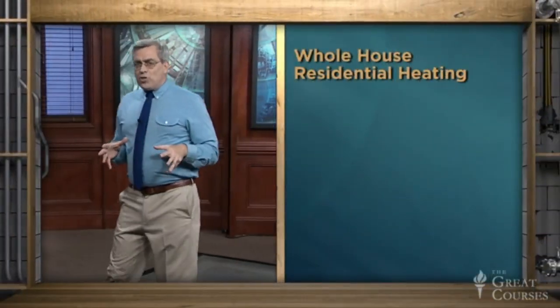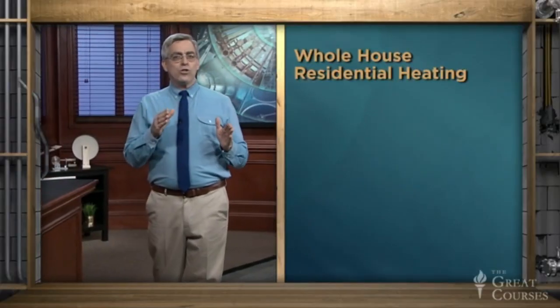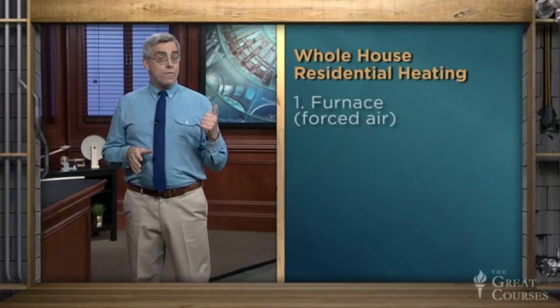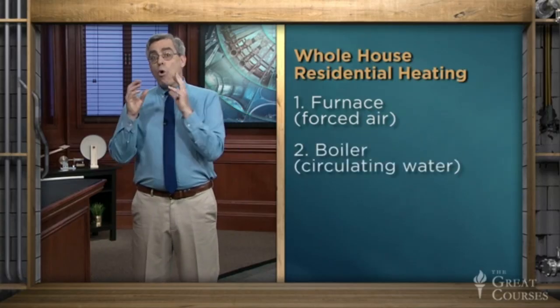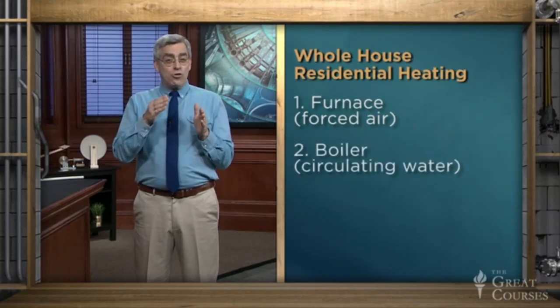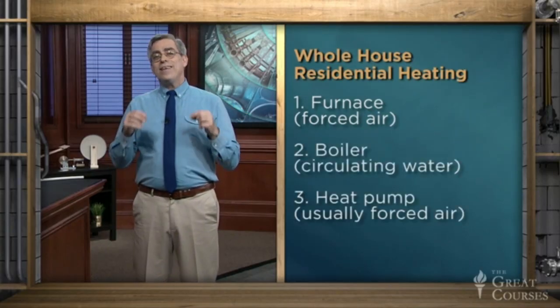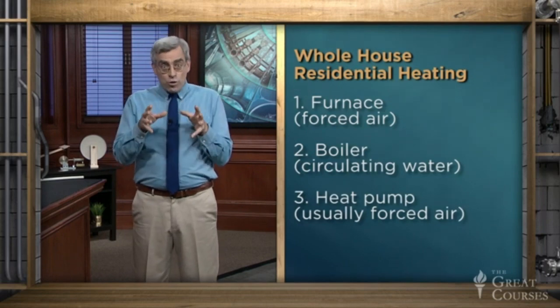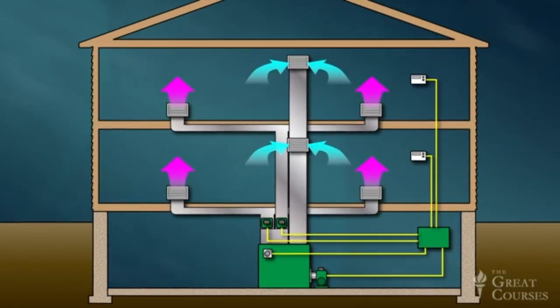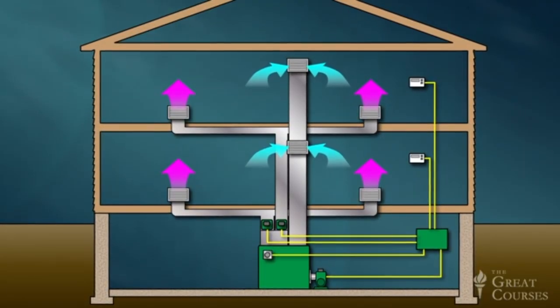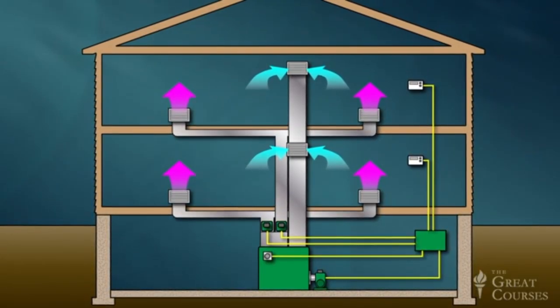There are three principal types of modern whole house residential heating: the furnace, with heat distributed by forced air; the boiler, with heat distributed by circulating water; and the heat pump, usually with forced air distribution as well. The furnace with forced air distribution, illustrated here, is the most common heating system used in North America.